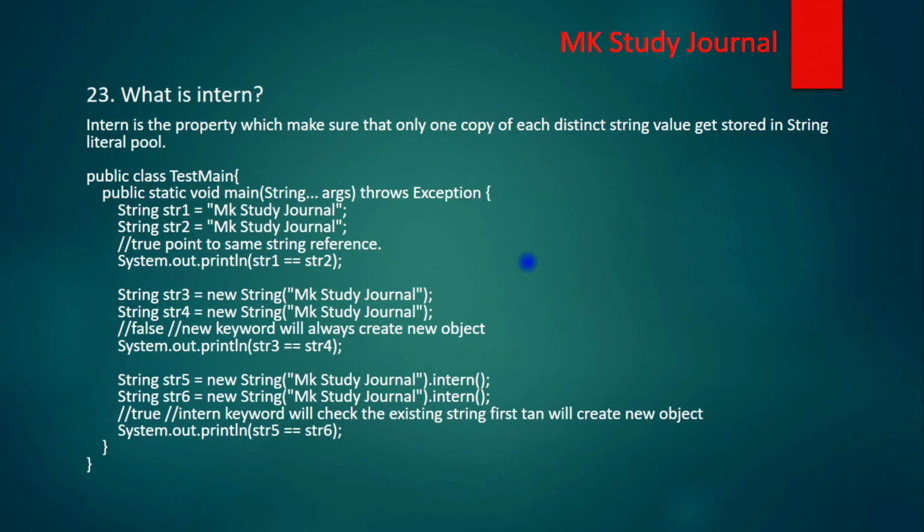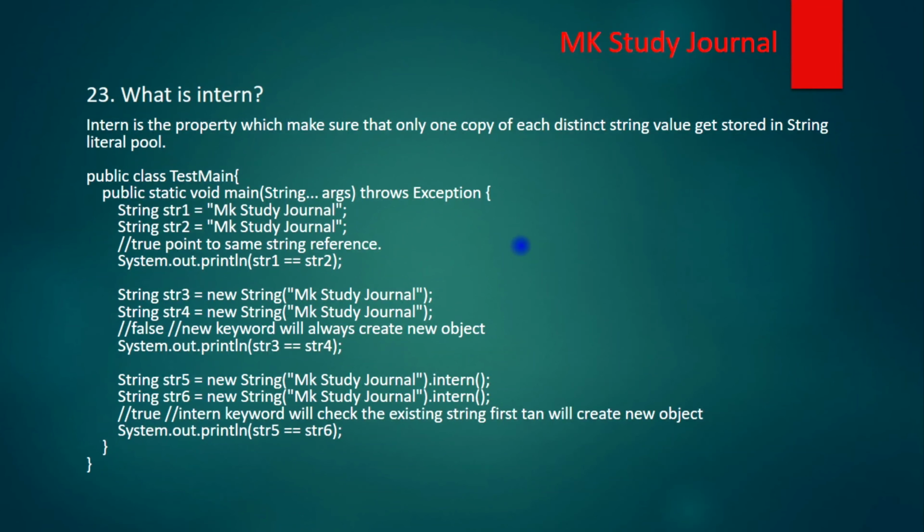In this scenario the first SOP will print true, because string 1 and string 2 are the same. In the second point, whenever we use the new keyword, it will always create a new object. That's why string 3 and 4 are different, so it will print false. And the fourth point, string 4 and 5, here we are using the intern method. As we discussed, the intern behavior checks if the value already exists in the literal pool, then it will not create a new object. So it overrides the new keyword, and str5 and str6 will point to the same object, so it will again print true. So this is the intern property.